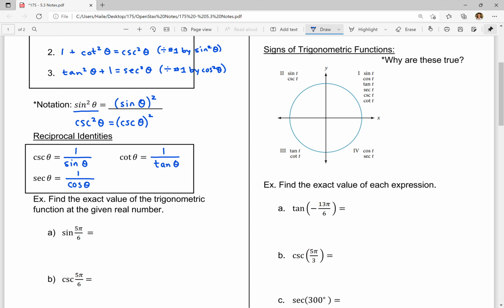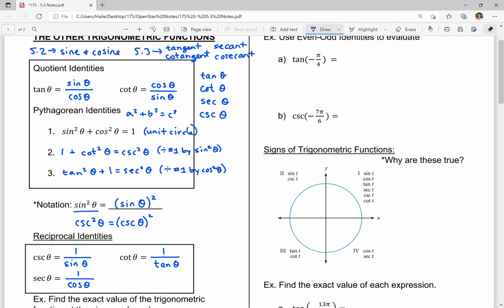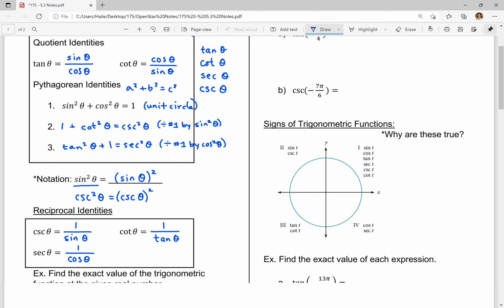Our whole goal with these is to take these trig functions that we may not have seen before and relate them back to something that we do know. Like cosecant and secant, we want to relate back to sine and cosine. Cotangent, we're relating to tangent, but remember that way up here, we related tangent back to sine and cosine. So we're trying to get everything back into sine and cosine because we know values for those functions. Okay, so that's the idea.